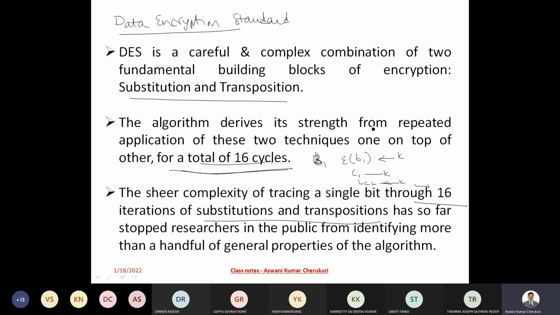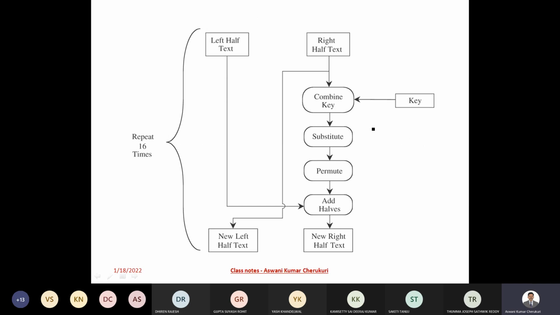Now this is how your algorithm is going to work in each round. We said 16 rounds of operations, right? So DES is performing 16 rounds of operations on the data block. That's what we said. What it is going to do is take the data block and divide that block into two halves, called the left half and the right half.